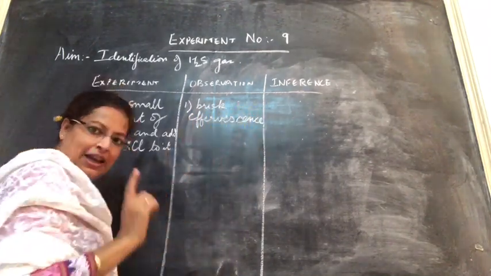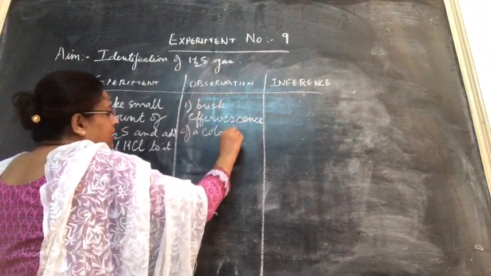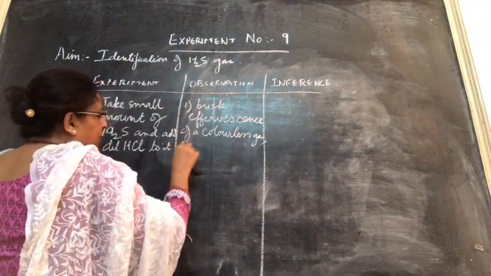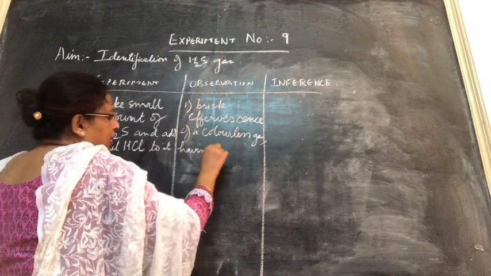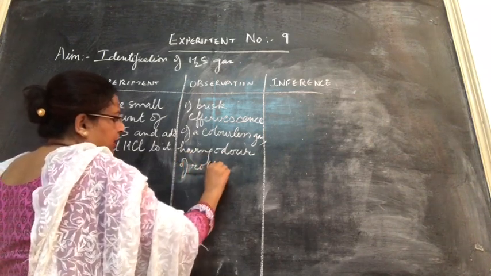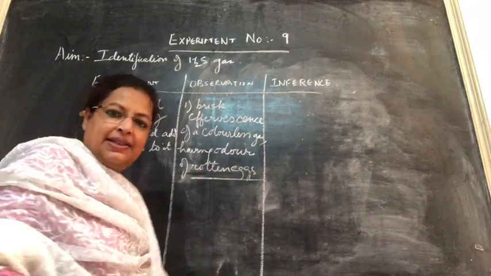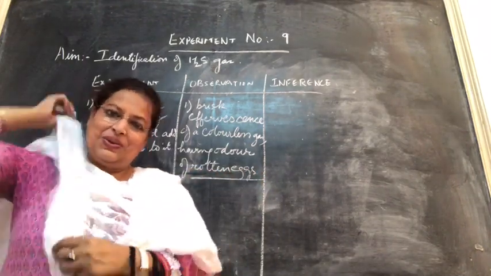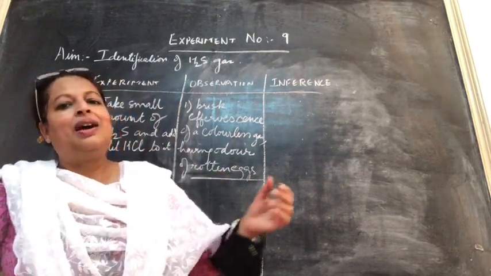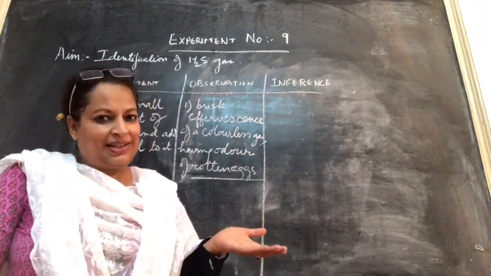E-F-F-E-R-V-E-S-C-E-N-C-E. Brisk effervescence of a colorless gas. Was it odorless? No. Having odor of or smell of spoiled eggs, rotten eggs. This smell itself is the distinguishing feature for H2S gas because no other gas has that odor. So if you are asked identify the gas having smell of rotten eggs, you know definitely it is H2S.